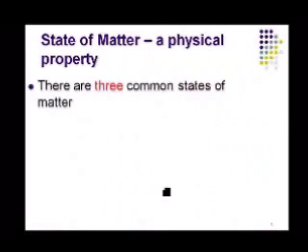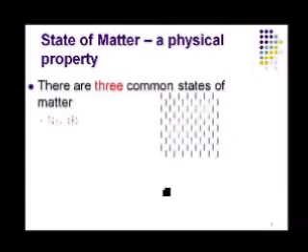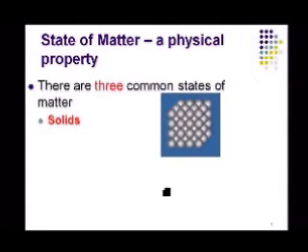The state of matter is a physical property. There are three common states of matter. The first would be a solid. Notice how the solid particles are all densely packed together. There's very little space in between these molecules. We say that solids have a definite shape and a definite volume.